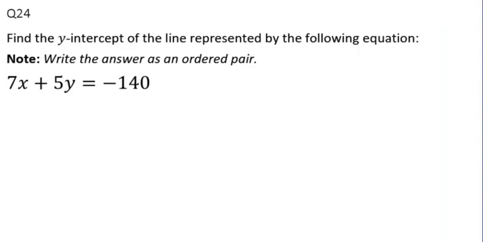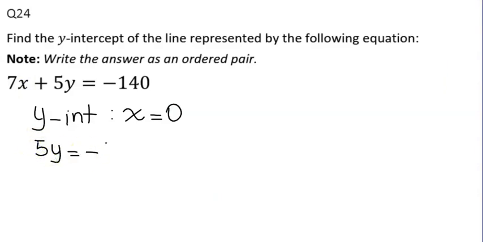What do they want? Y-intercept. Y-intercept means what? X is 0. So I start with my equation, put a 0 right here. What do I get? 5y equal what? Negative 140. Then my y is negative. You divide by 5 on both sides. And this number is negative 28. I think, yes. 40 goes, 10, 14, yeah. 28, negative 28.